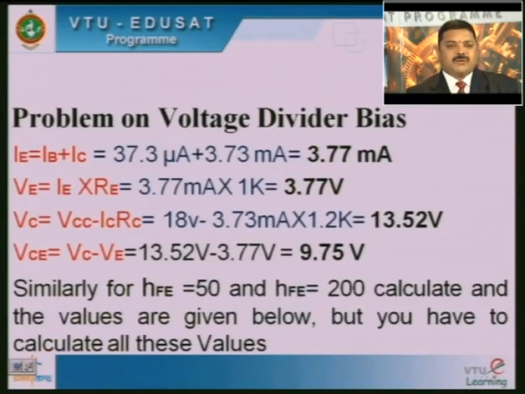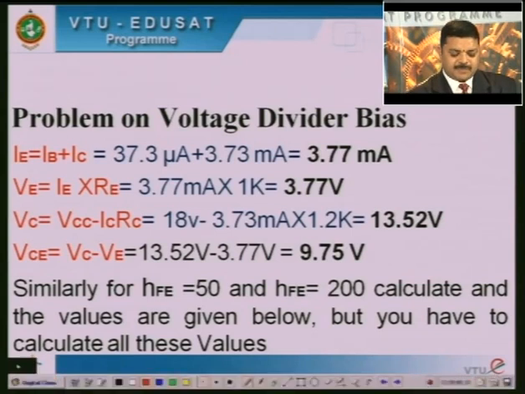Similarly, we need to find out IE. What is IE? IE is equal to IB plus IC. For this problem, IE is IB plus IC, which is 37.3 microamps plus 3.7 milliamps, which is found to be 3.77 milliamps.